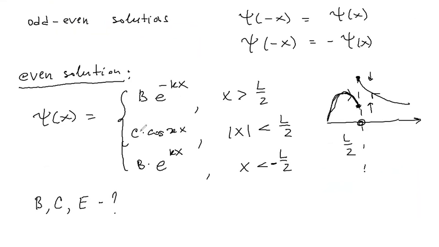For the middle part, if you're looking for an odd, anti-symmetric solution, what would you pick? Sine. Then for x greater than L over 2, you can still keep only one exponent. For x less than minus L over 2, you just put a negative sign here because it's anti-symmetric. The only difference would be that you change cos to sine, and that's it. So, the odd solution.